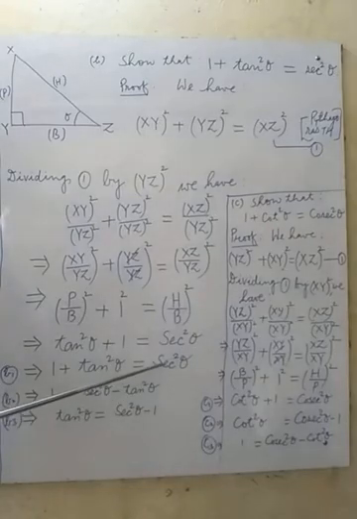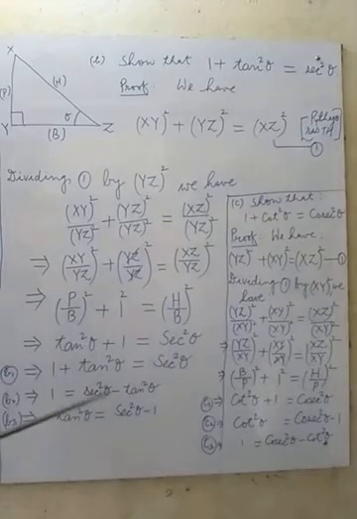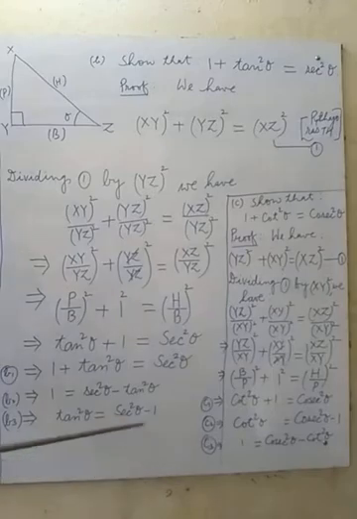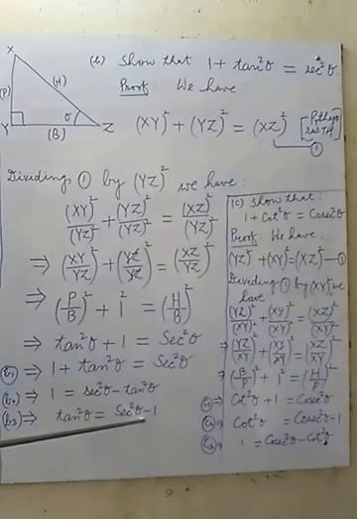Sec square theta can be transposed here, and tan theta will be in the same place, and 1 can also be transposed there. So what happens? Here tan theta will take its place, and 1 will be transposed there. So tan square theta equals sec square theta will be noted down. Now plus 1 is going to the right hand side, so that will become minus 1.